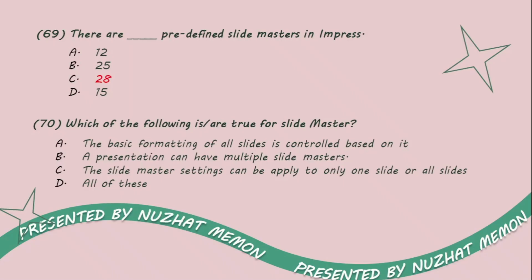Next, which of the following is or are true for slide master? So here all of these, that is the basic formatting of all slides is controlled based on it. Next is a presentation can have multiple slide masters and the slide master setting can be applied to only one slide or all the slides, right?